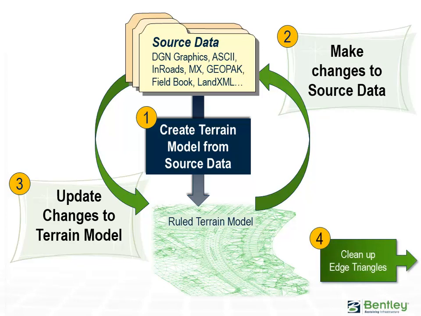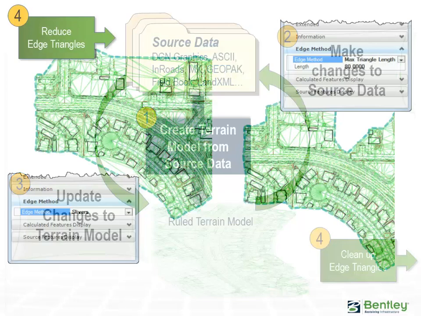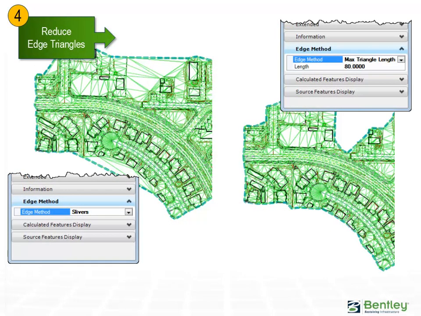Once all the changes are complete, you are ready to clean up the edge triangles. The edge method defines which triangles around the edge of the terrain model get created. There are two options to control edge triangles. The terrain model is updated dynamically when the edge method changes, so if the results are not acceptable, change the value until the results are acceptable. Only triangles along the edge of the terrain model are affected by this parameter. Interior triangles are never removed.